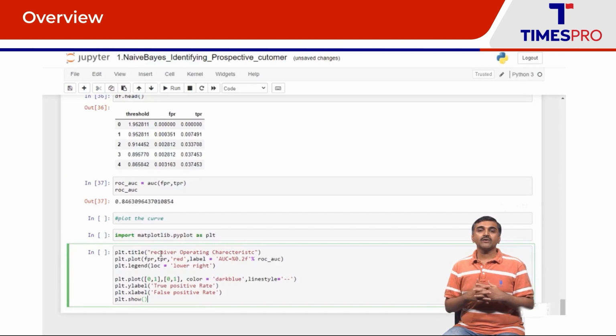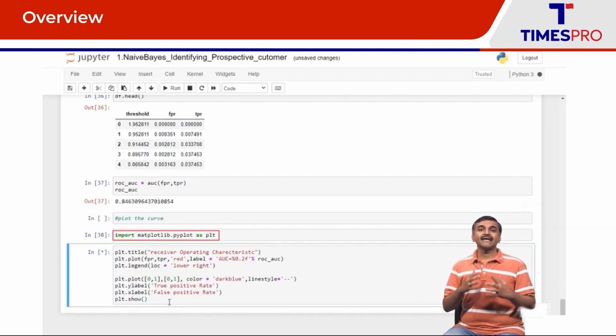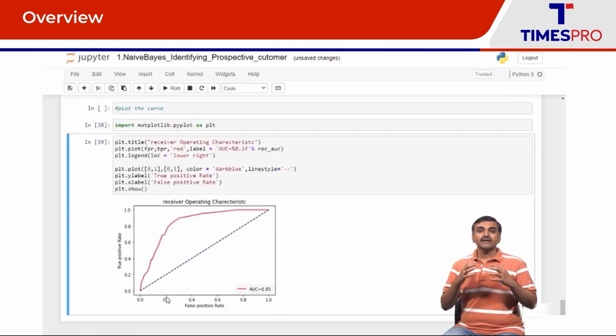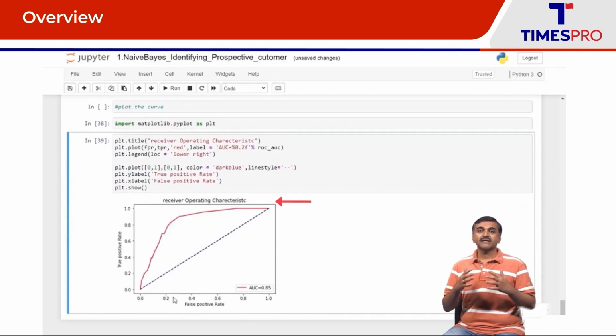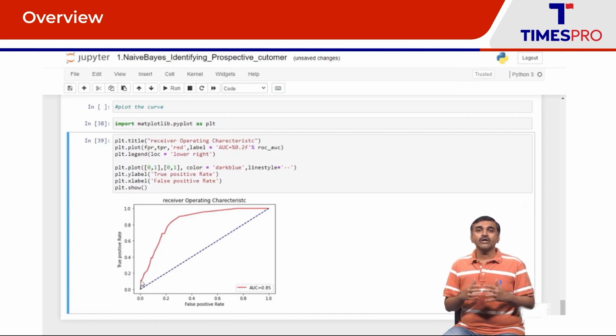Next, let's plot this curve between the false positive rate and the true positive rate using matplotlib. This is the code for getting the plot. I am going to use matplotlib.pyplot and get a graph of the receiver operating characteristic, with the false positive rate along the x-axis and the true positive rate along the y-axis. For different threshold values, the false positive rate and the true positive rate change, and for a particular threshold value, the true positive rate reaches a maximum. It almost goes on till 1.0, and so does the false positive rate.